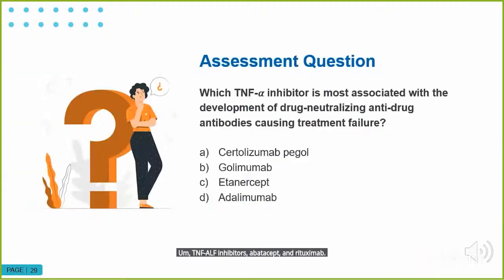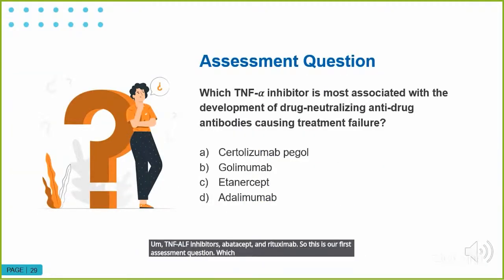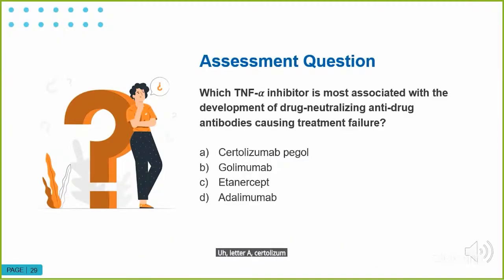So this is our first assessment question. Which TNF-alpha inhibitor is most associated with the development of drug-neutralizing anti-drug antibodies causing treatment failure? Letter A, certolizumab. Letter B, golimumab. Letter C, etanercept. Letter D, adalimumab.